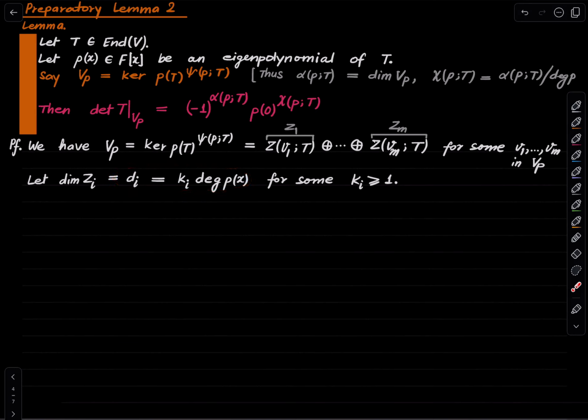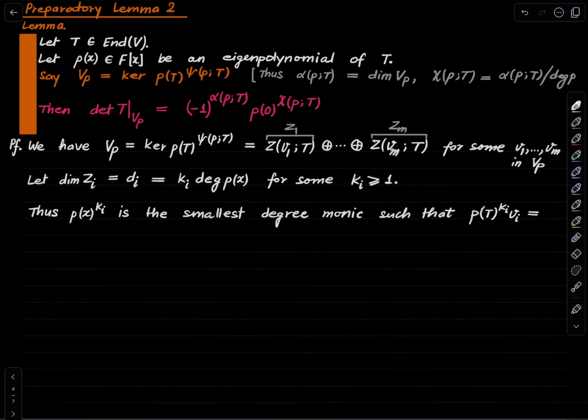All right. So thus, again, this is something that you need to know, that this is the smallest degree monic such that this is 0. Again, something about cyclic subspaces. Try to prove it. If you're lost as to why this is true, try to prove it right here. It is not hard. Okay.